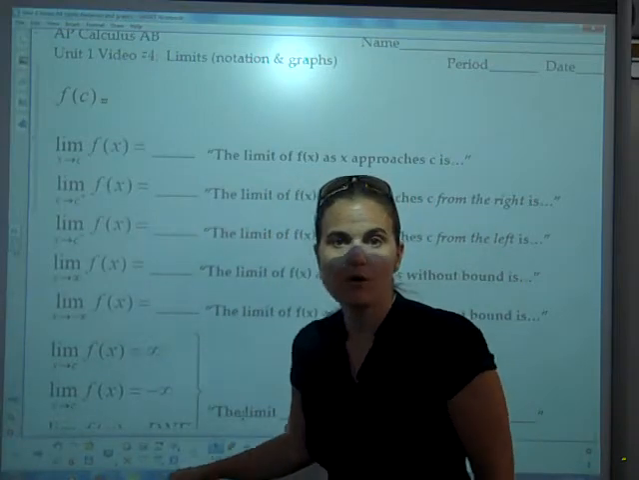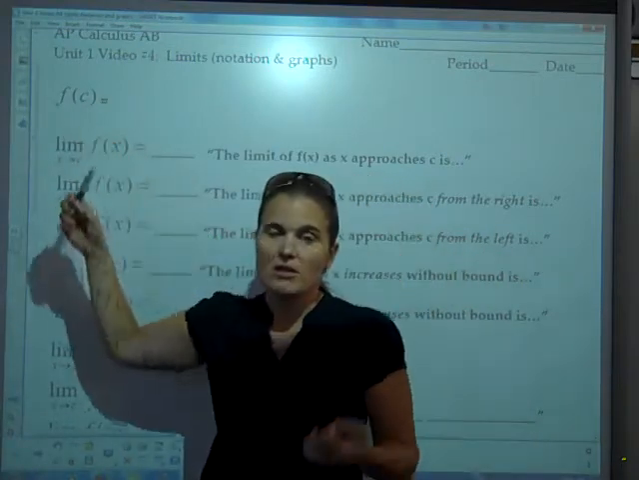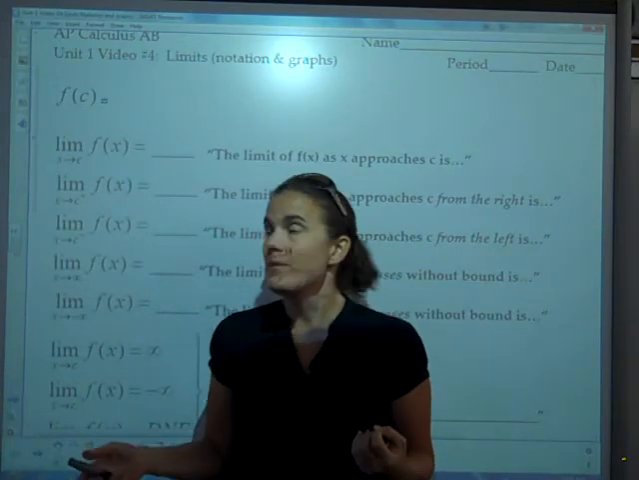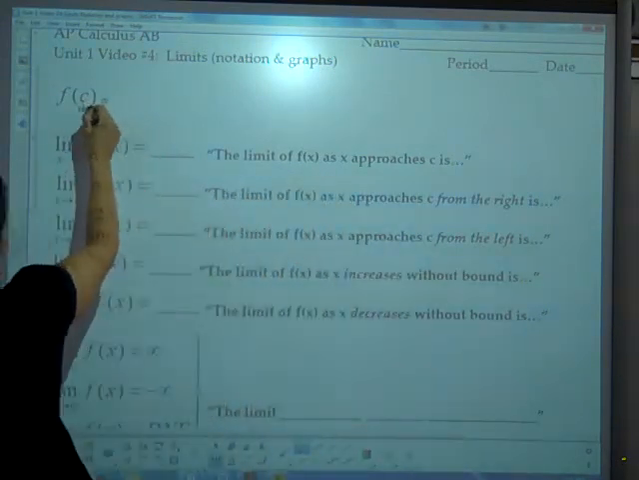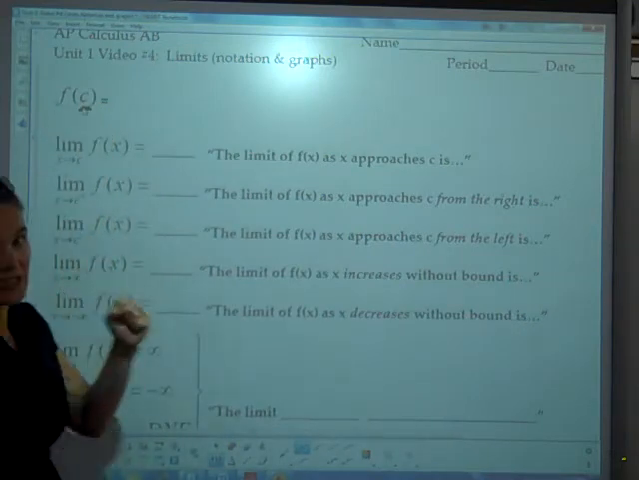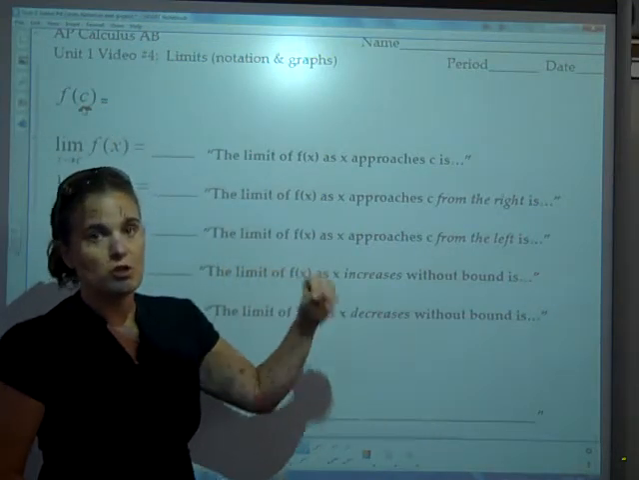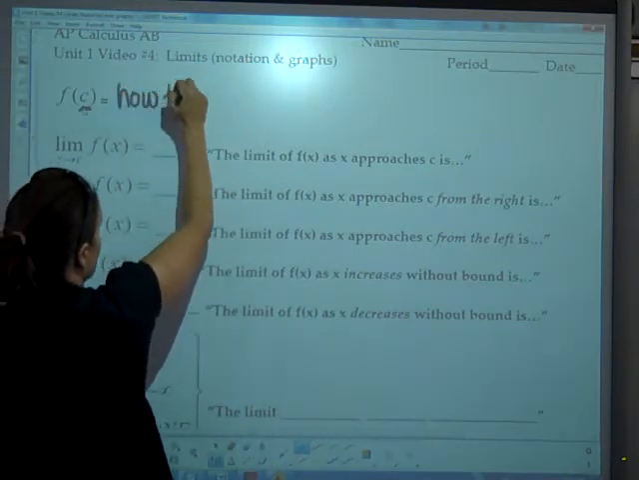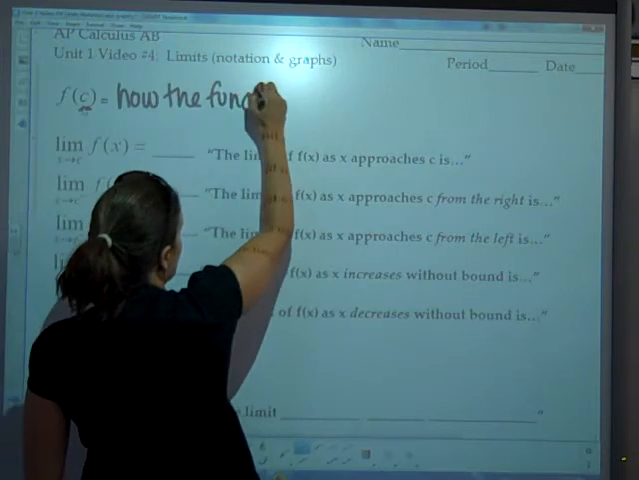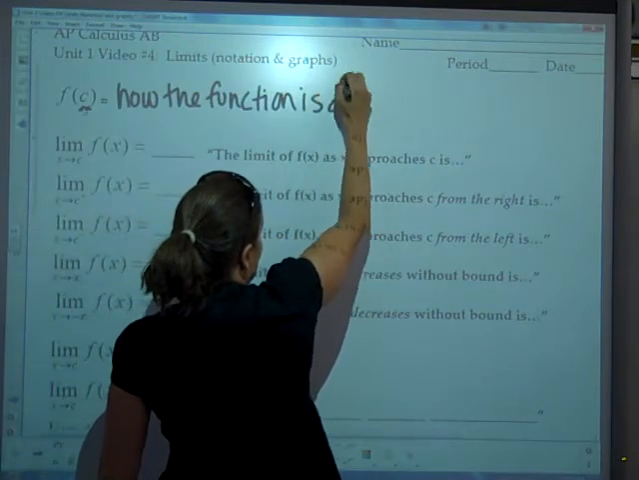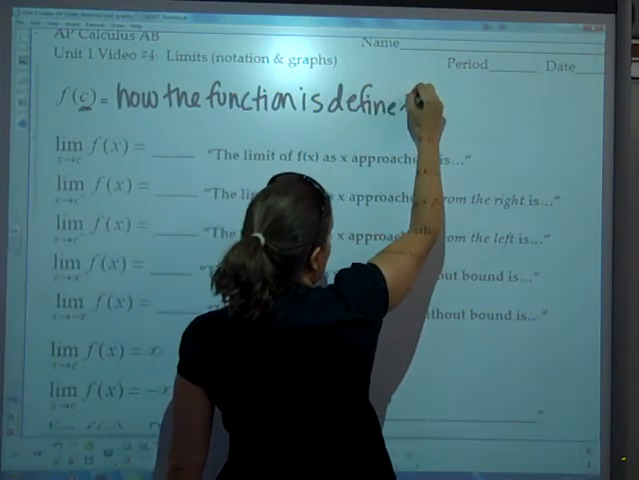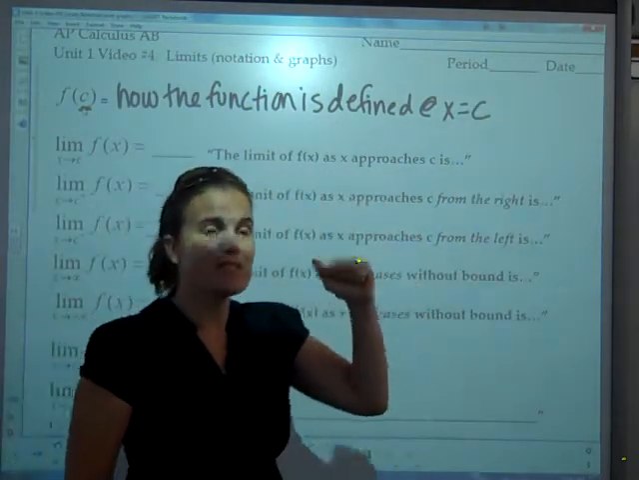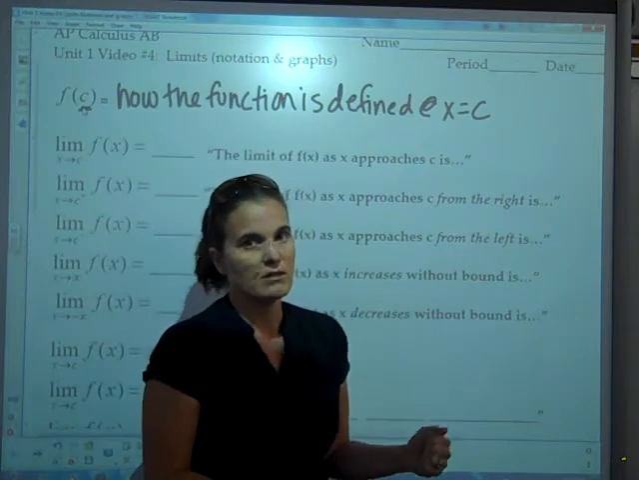So the first thing I wanted to go over is just when you see f of c, so f of 2 or f of a or g of 2 or g of a, remember that means that when you plug in c into f, what do you actually get? Where is the value sitting when you plug in c? Okay, so I'm going to write how the function is defined at x equals c. But it literally means where is the value? Where is the dot sitting for that point along the graph?